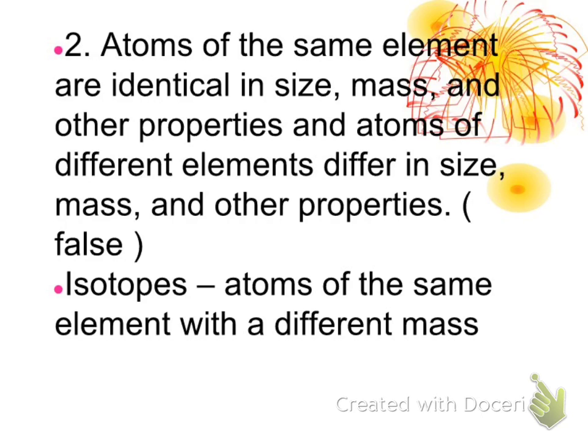The second part says atoms of the same element are all identical. They're identical in their size, how big they are, how much they weigh, as well as other properties. And then he also said if you have atoms of a different element, like strontium versus barium, they're going to have a different mass, a different size, and different properties. And in parentheses I put false.